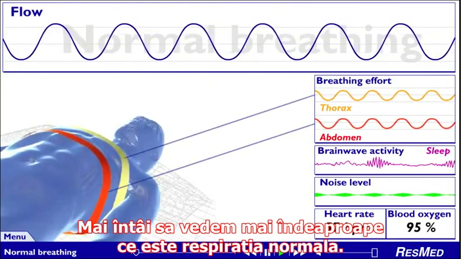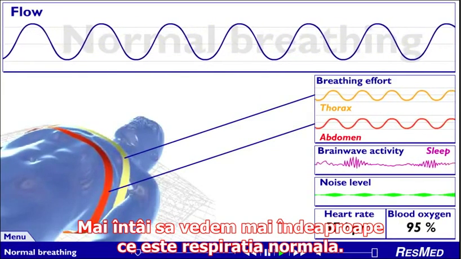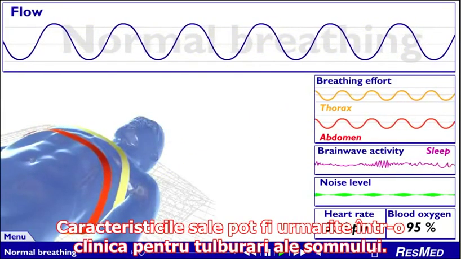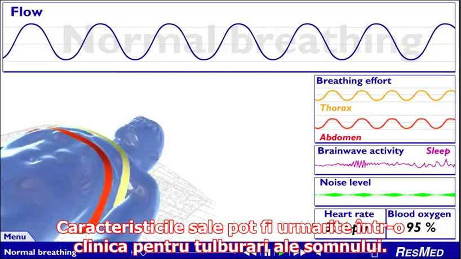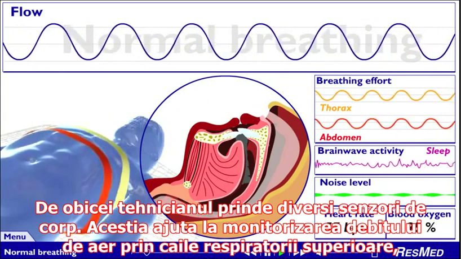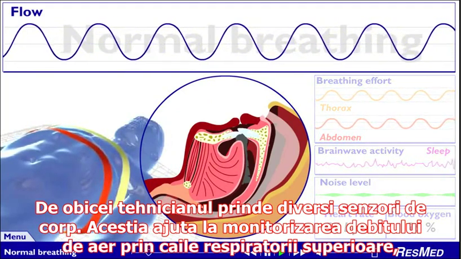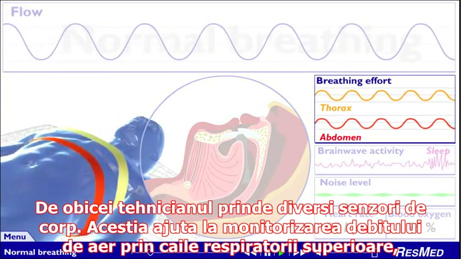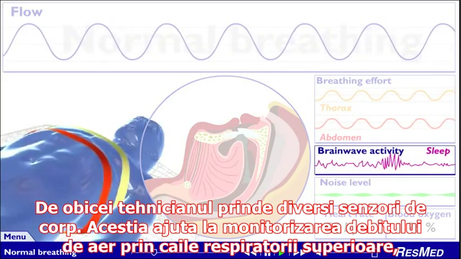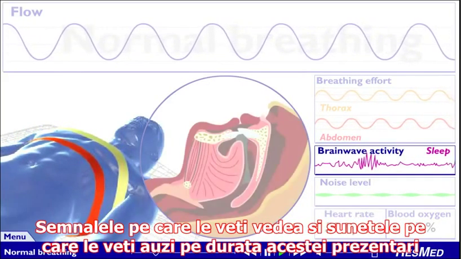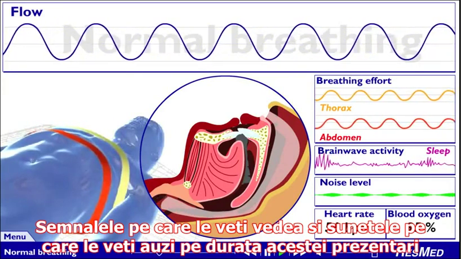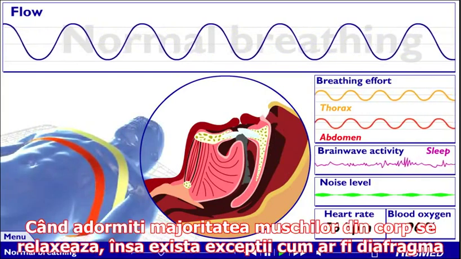But first, let's take a closer look at normal breathing. Normal breathing during sleep occurs in a familiar, regular cycle. Its characteristics can be monitored in a sleep clinic. The technician usually attaches various sensors to the body. These help monitor airflow through the upper airway, respiratory effort, audible noise, heart rate, oxygen level in the blood, and electrical activity in the brain. The signals you will see and the sounds you will hear during this presentation are like the ones used to assess your breathing during a sleep study.